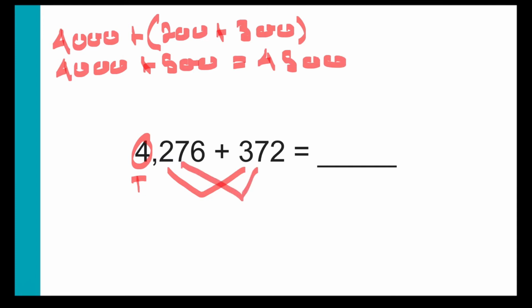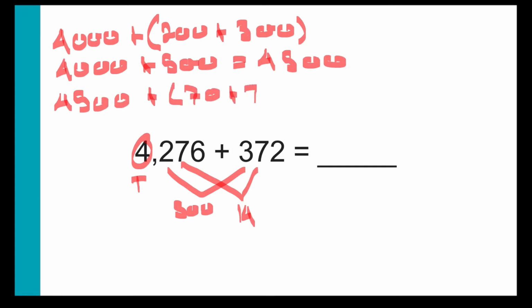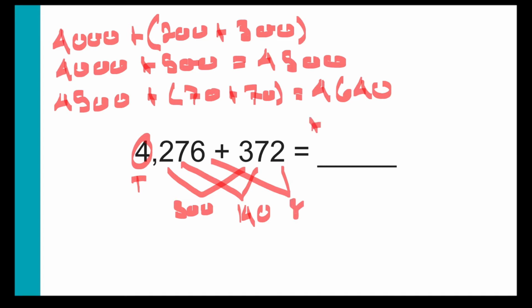We would then move to the tens position. 7 plus 7 is 14. Okay, so now we have 4,500 plus 70 plus 70, which would give us 70 plus 70 equals 140. Add that to the 4,500 and you'd have 4,640. And lastly, we do the ones. 6 plus 2 is 8. So we'd add 8 to this last one and would get 4,648.